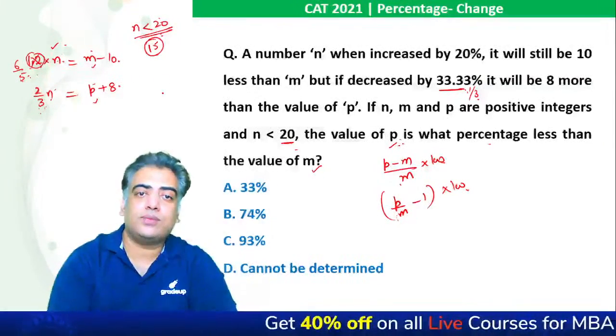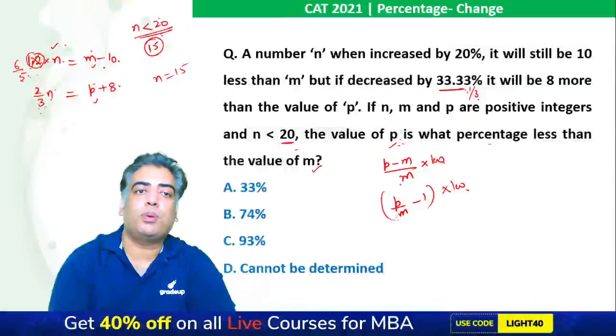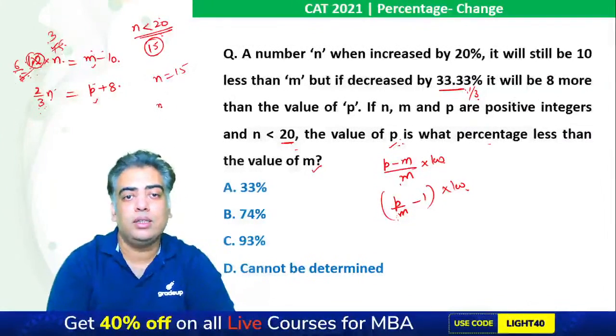So if n is 15, put this value here. 5 3s are 15, get cancelled out. 6 into 3 is 18. 18 plus 10, m comes out to be 28.